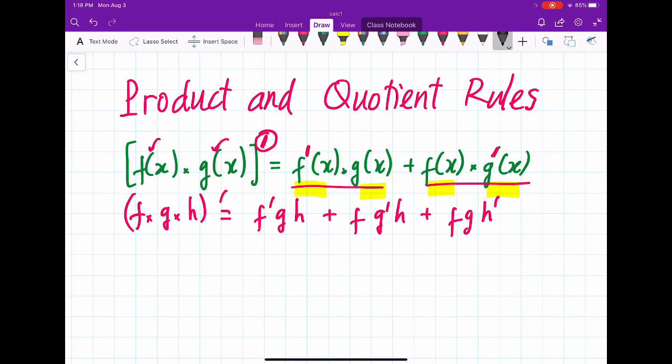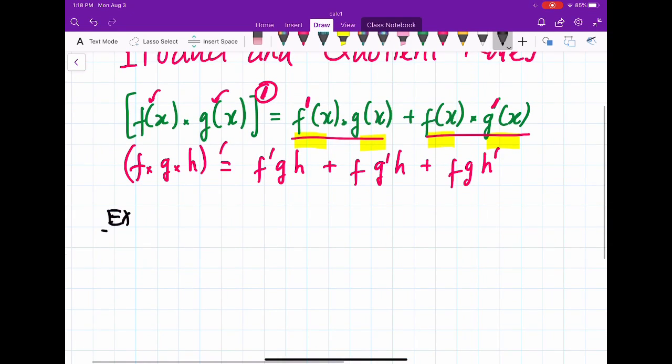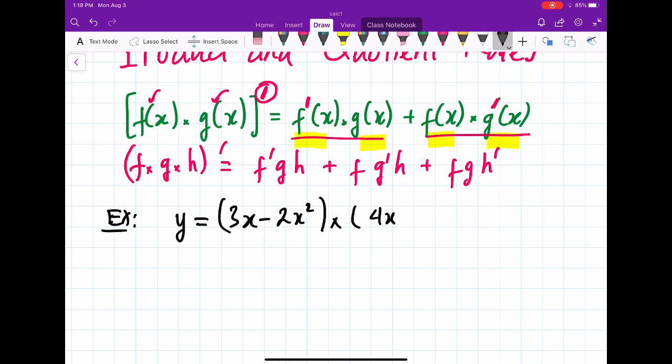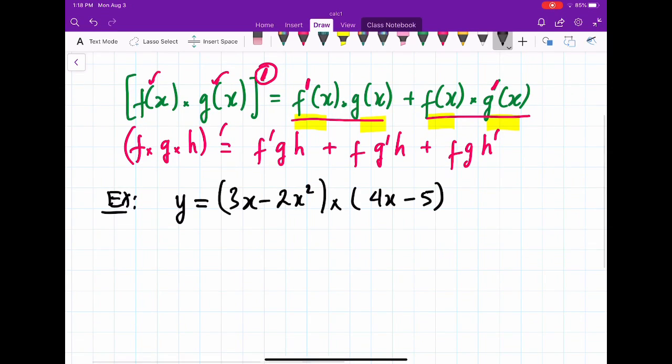Okay, let's consider the following example. Suppose that you have y equal to 3x minus 2x squared times 4x minus 5, and you want to find the derivative of this function. Of course, you can expand this out. You distribute it, write it as a sum of single terms, and differentiate each term, because you have a polynomial.